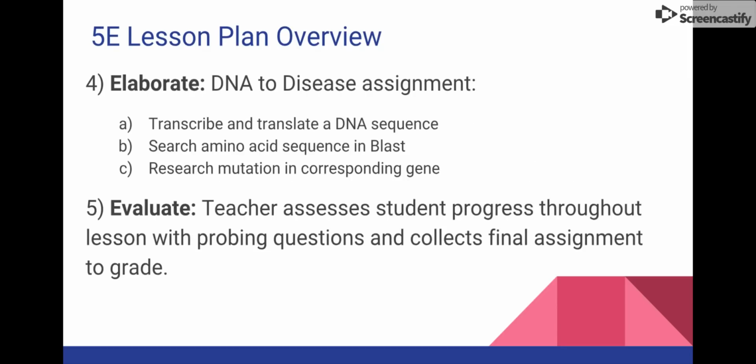In the elaborate phase, students are given a sequence of DNA. They transcribe and translate it into an amino acid sequence and search this sequence on the BLAST database. They must then determine which gene codes for the protein that their amino acid sequence is a part of. Then, as a culminating assignment, students research a disease that is caused by a mutation in that gene and discuss the location and the type of mutation as well as its effect on the organism.